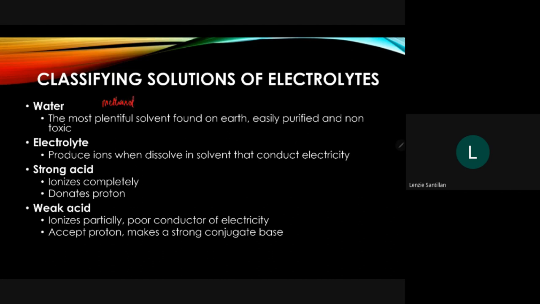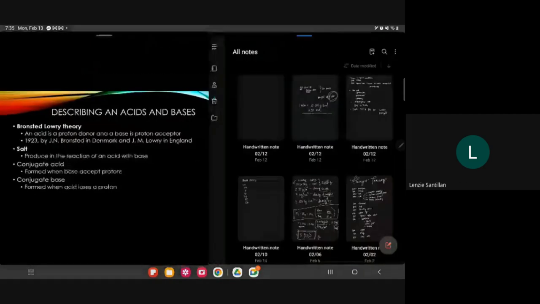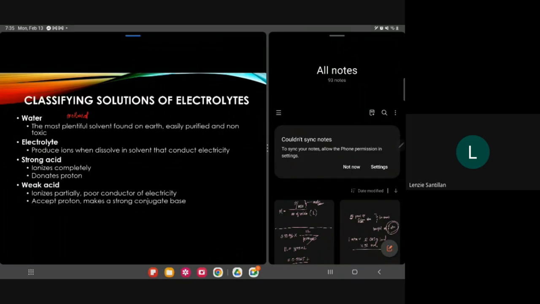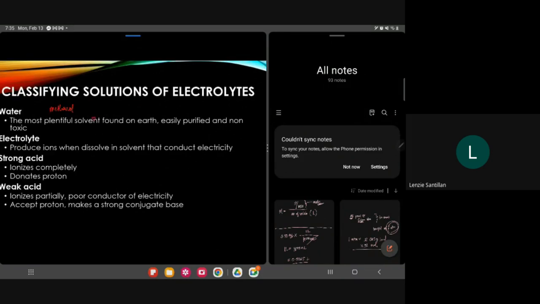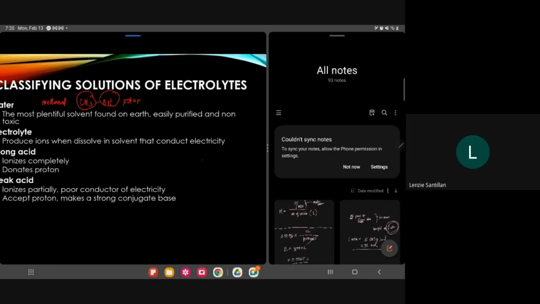Why methanol, guys? Sorry, I'll split the screen, para then tayo sa computation. Medyo madugudugong computation ito. Why methanol? Kasi yung methanol, kung mapapansin nyo sa formula niya, is CH3OH. If you're going to check yung kanyang formula, meron siyang small polar and small non-polar.